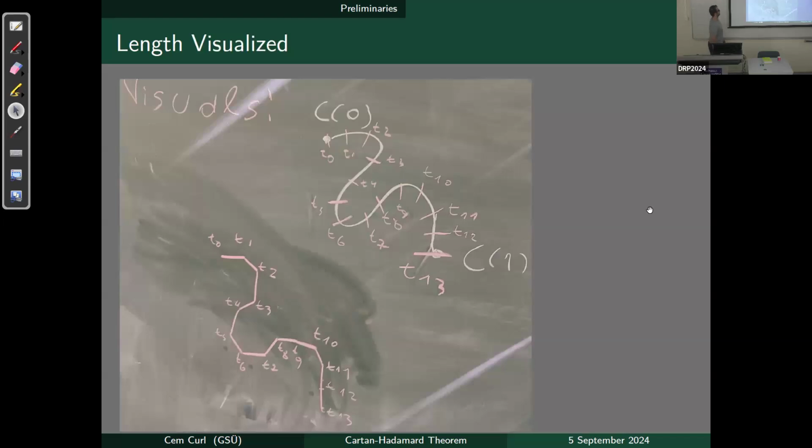So this is the visuals. Here I have a curve between the C0 and C1 points. Here I have given intervals, and I have considered these pieces under the distance function. I'm adding these up one by one, and you get a number at the end of this process. And you can do this for arbitrary splittings of the line, and you take the biggest of these to be your length.